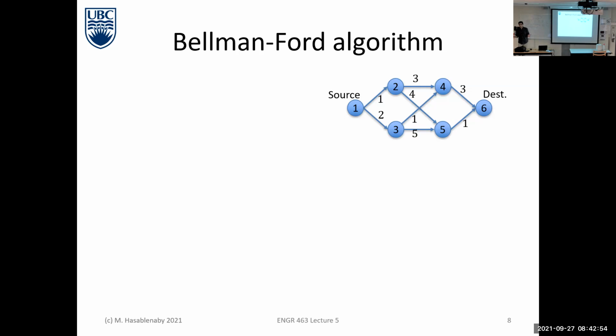For node 4, I want to calculate the value of node 4. No change, so it will be 3 to node 6. And for node 5 will also be no change. It will be 1 through node 6. We'll have now the third iteration.